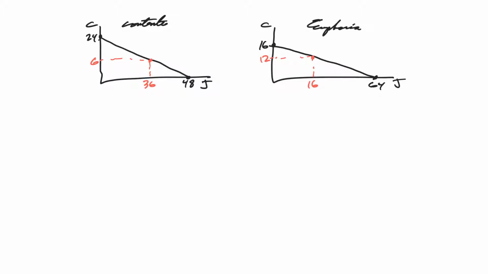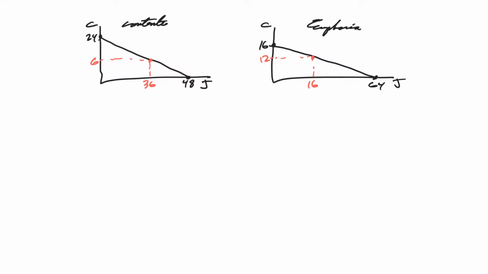Well, here's what we did in the first video. Here's Contente's production possibilities right here. And this is where they're currently choosing to produce before trade. They could have produced this much corn, this much jeans. They elected to produce right here: 6 million corn, 36 million jeans. Euphoria, same thing. Here's their production possibilities, and this was where they were before trade.